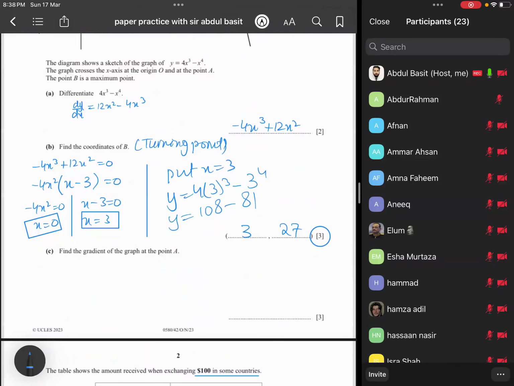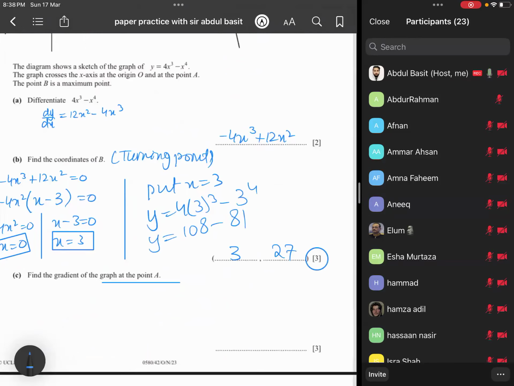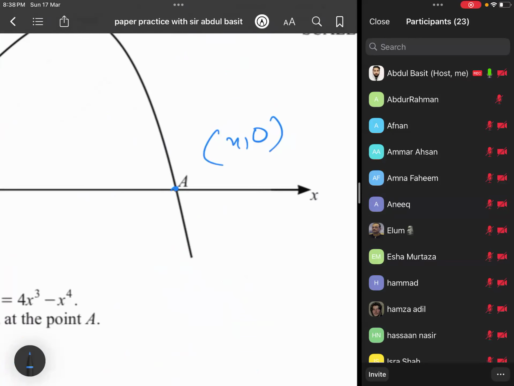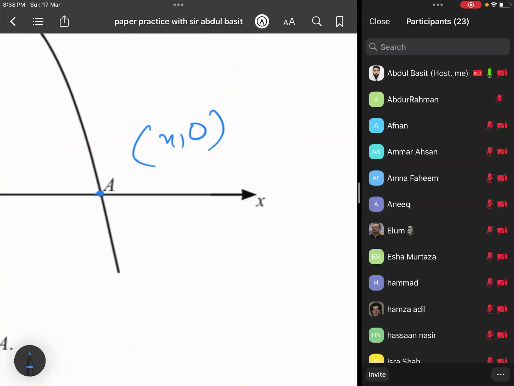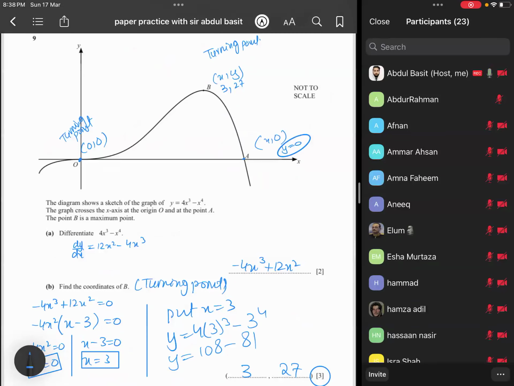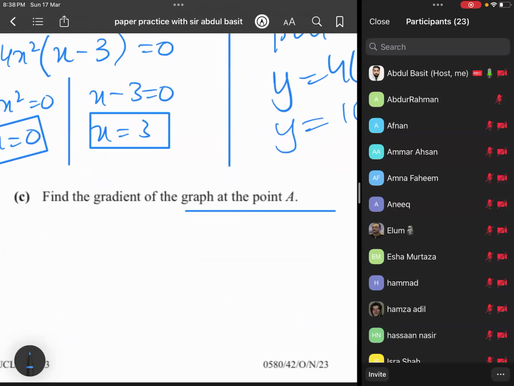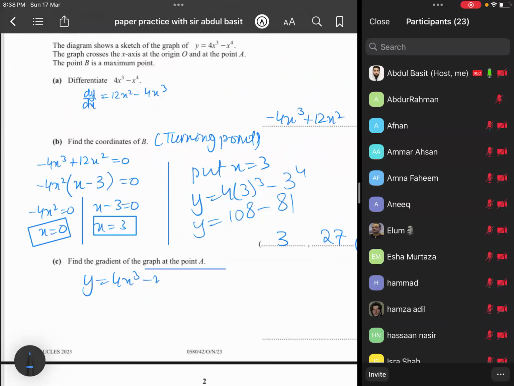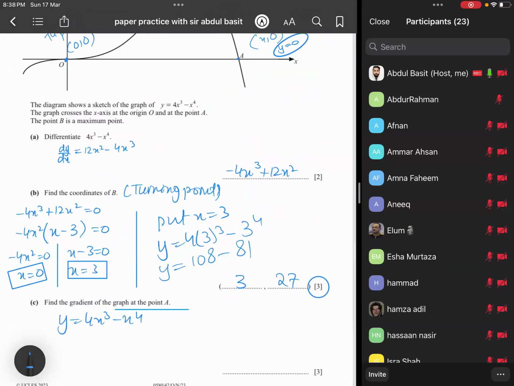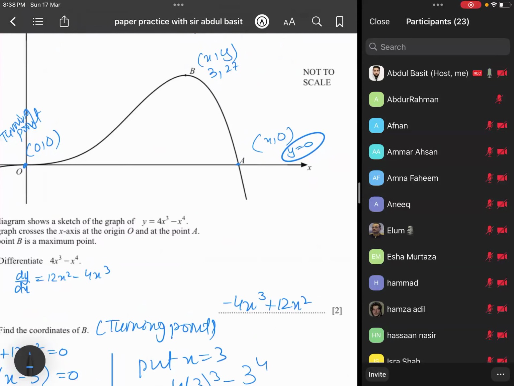Find the gradient of the graph at the point A. Beta, gradient of the graph at point A. So beta, we need to calculate what is the value of x at A first of all. Beta, at A, we can see that y is equal to 0, right, Ahmad? Yes, जी sir. So beta, y is equal to 0. Got it? We need to get the x coordinate. So the equation of the graph was y equals 4x cube minus x power 4.